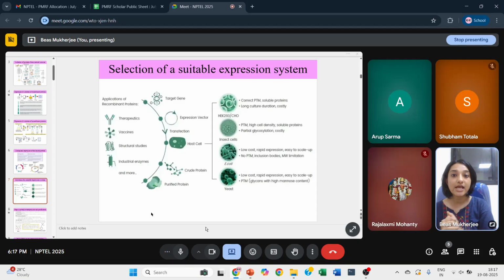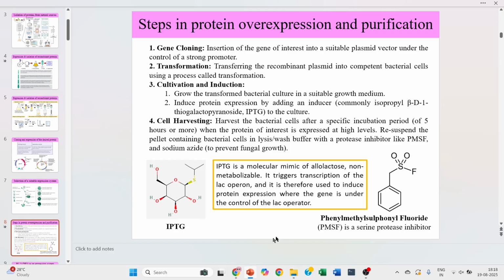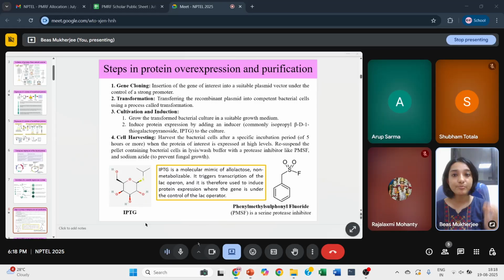Both are mentioned there. And then insect cells are also useful for post-translational modification, and partial glycosylation is also possible here. Now for E. coli, this is the cheapest and the fastest. Okay. And for yeast cells, only some post-translational modifications are allowed, others are not, and this is also relatively cheaper compared to the mammalian cell culture and others. Okay.